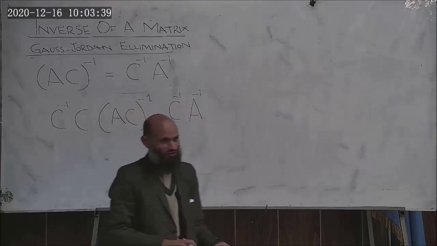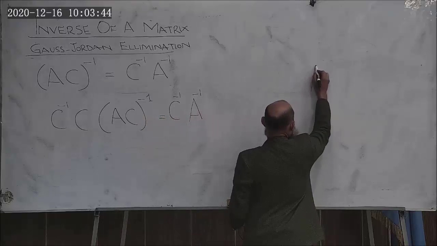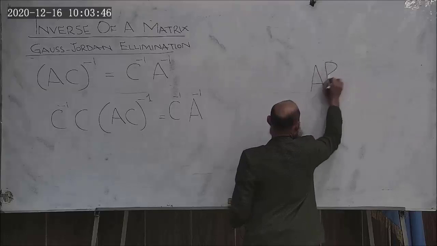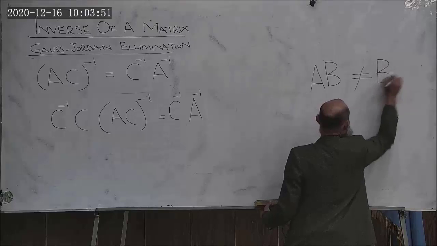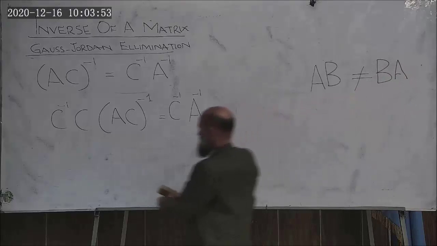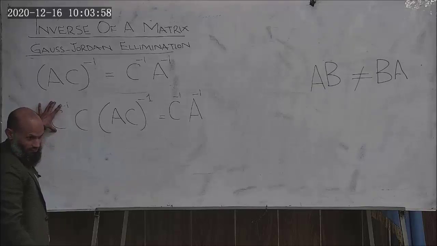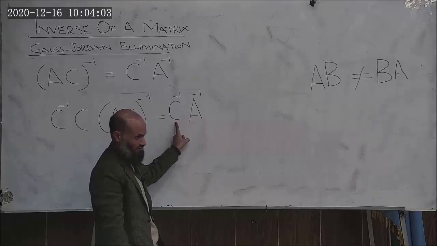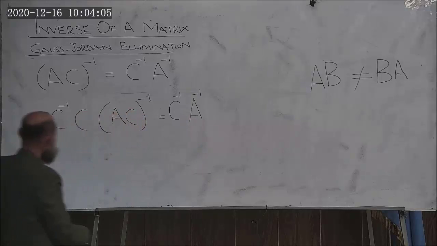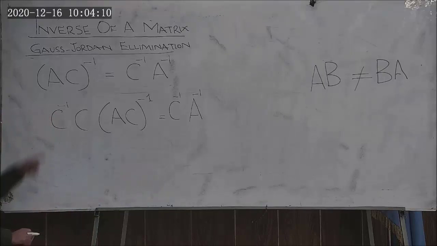Remember that matrix multiplication in general is not commutative. That is, if you have two matrices A and B, AB is not in general equal to BA. So if you are multiplying this matrix from the left by another matrix, you have to multiply the other side from the left as well, right? So hence we have proved that particular statement, that is, (AC) whole inverse is equal to C inverse times A inverse.